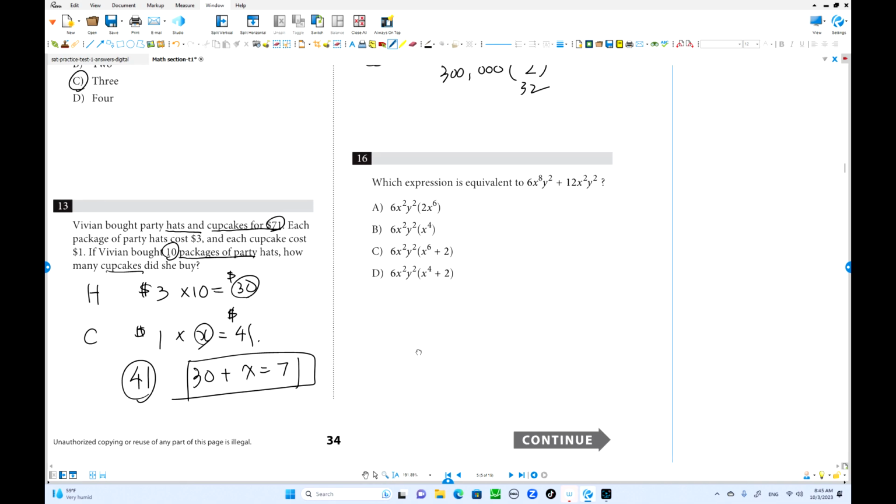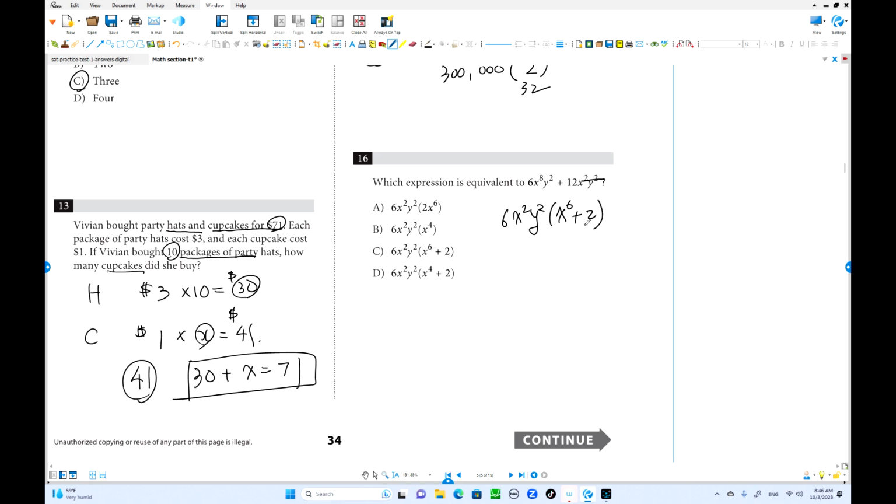All right, number 16. This is a factored form. Now factor this one. 6 and 12, 6 is a common factor, and x squared y squared is a common factor. Inside is x plus 6, and the other one, after taking it out, 2 is left. So which one is equal to this? Choice C is the answer, right?